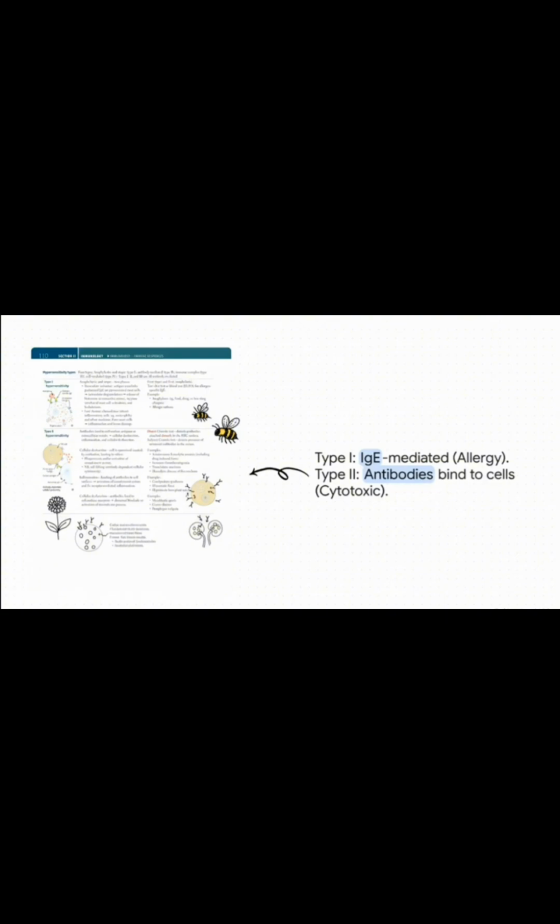Think hay fever, asthma, a bee sting. Now type 2 is totally different. This is when our own antibodies, usually IgG or IgM, directly bind to antigens on the surface of our own cells, painting a target on their backs for destruction. Goodpasture syndrome is a perfect, tragic example of this.